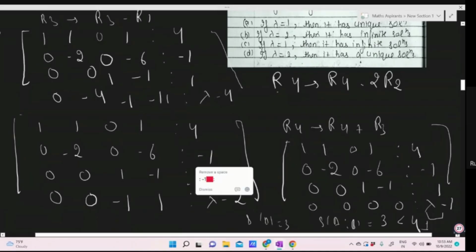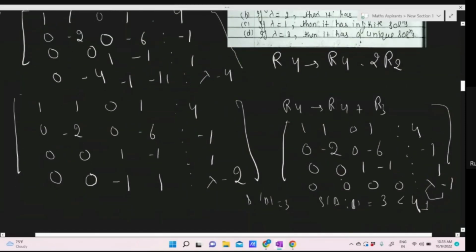Now consider option D. If lambda is equal to 2, then it has a unique solution. Similarly, if you put lambda equal to 2 here, rank of A is 3, rank of the augmented matrix becomes 4. So it will have no solution. So option C is the only correct option. So the answer is option C.